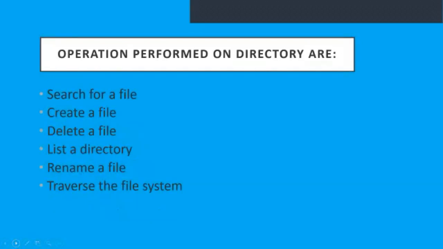Operations performed on a directory. There are different operations that can be performed in a directory: search for a file, create a file, delete a file, list a directory, rename a file, traverse the file system.